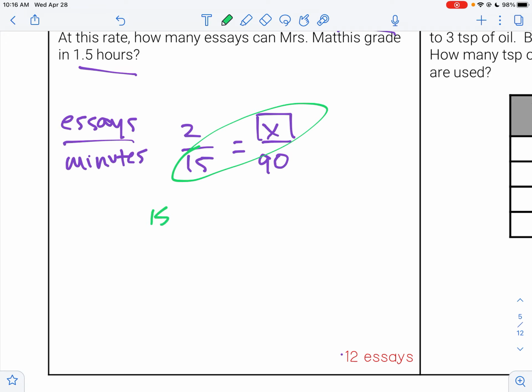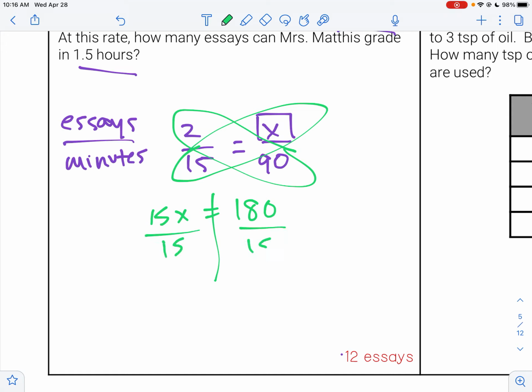So I have 15x is equal to 90 times 2, which is 180. Now I'm just going to use my solving tools. I'm going to draw my line down the middle. And I know when a number is attached to a letter, that means to multiply. So I have to do the opposite in order to get rid of it. So divide by 15 on both sides. And then let's see, 180 divided by 15.